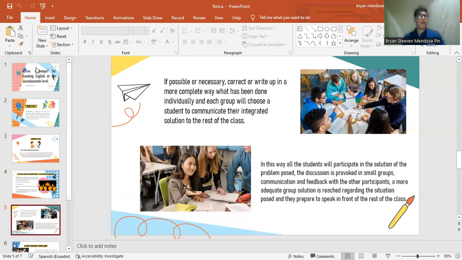Well, when the students have the principal idea, the student will go to the front of the class to explain the best idea, and the rest of the students can pay attention and refute this idea.